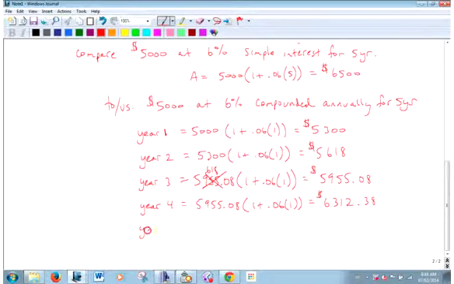So the last year, and don't worry, I'm not going to give you one with 10 years on it, okay? 63.12 and 38 cents. Compound that at 6% one more time for another year. 66.91.12. That's just 5 years. You see the difference?